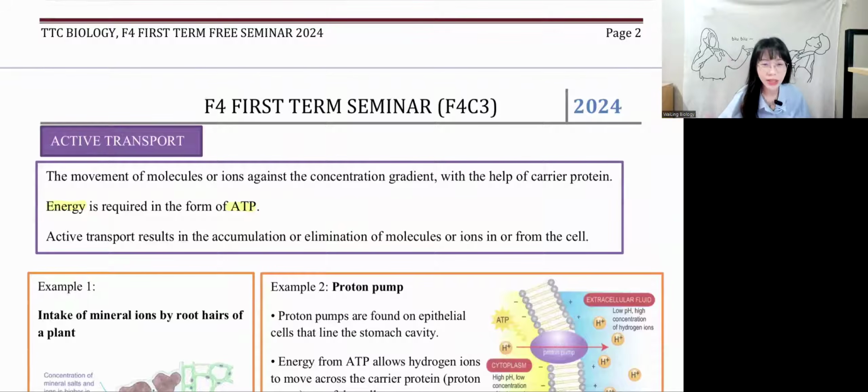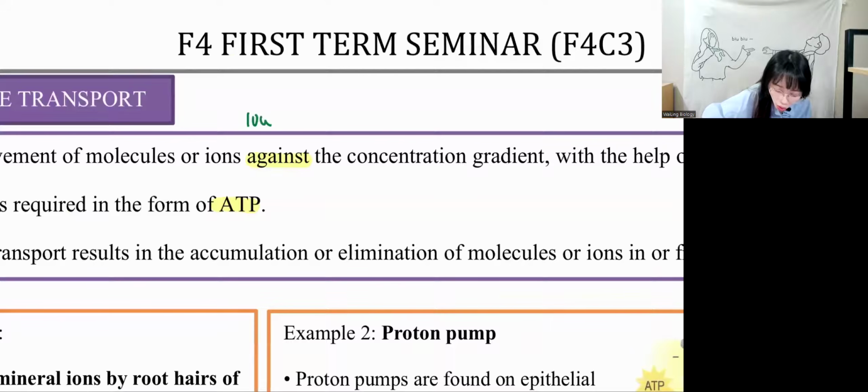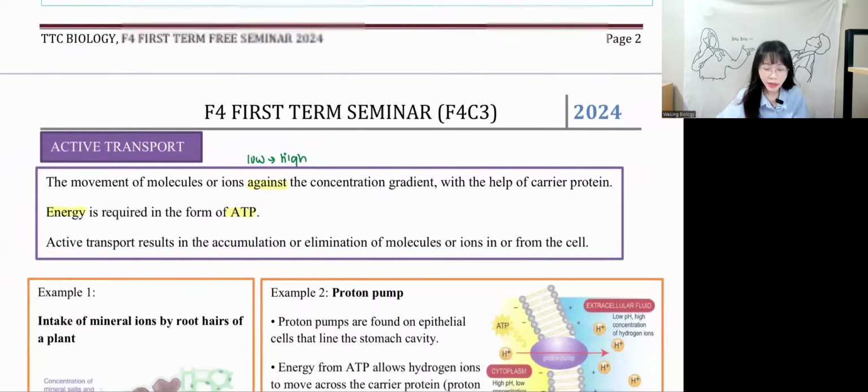So in active transport, we have to move against the concentration gradient. What does against mean? Against means low to high concentration gradient. Low to high means less to more. It's called moving against the concentration gradient. In active transport, they will use only carrier protein.